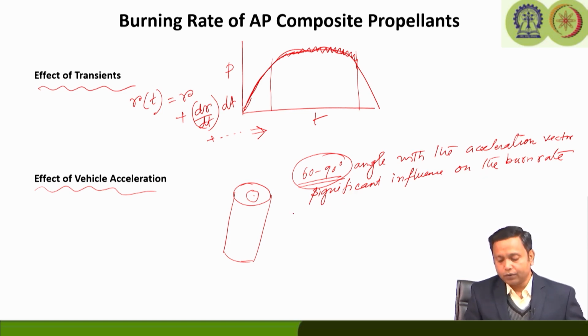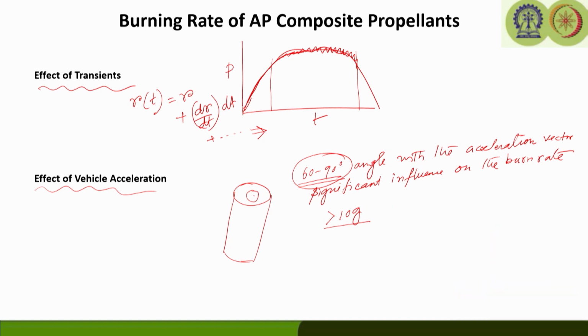The value of acceleration is also very important. Smaller acceleration does not have that much influence on the burn rate. Generally, if the acceleration is more than 10 times g, then it has been said that it has a major influence on the change in the burn rate, or increase in the burn rate. There is some literature one can look at to see how the burn rate of the propellant is changing due to the effect of acceleration.